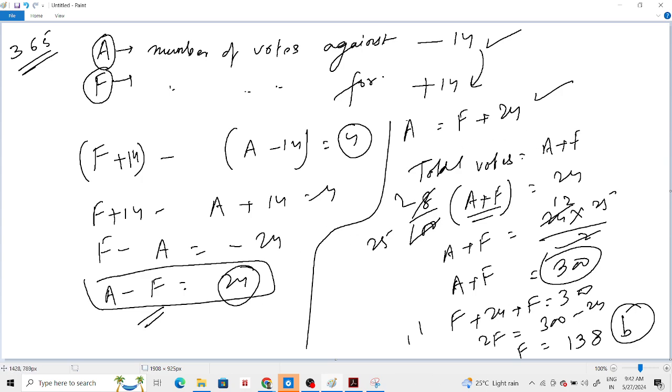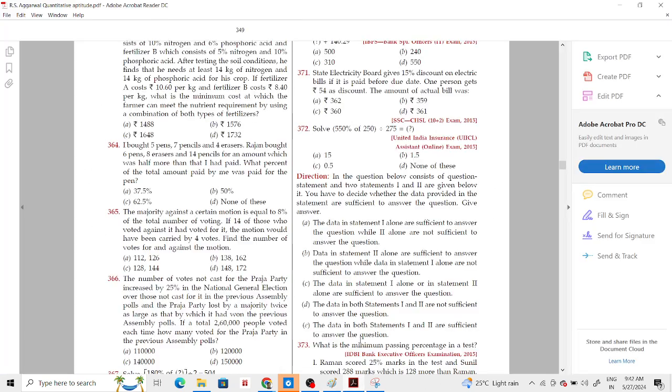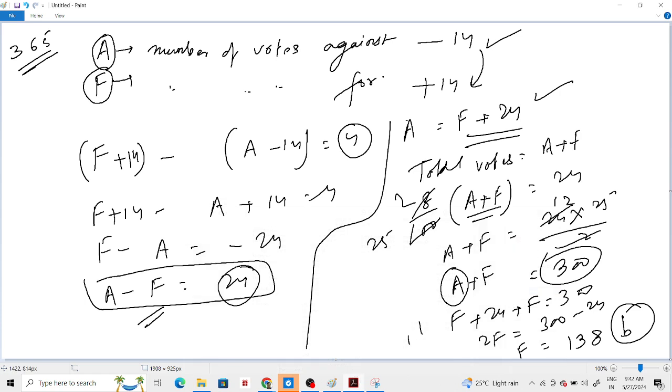Now see, if I put A is equal to F plus 24 in place of A, then what I'm going to get is F plus 24 plus F is equal to 300, and from here I get 2F is equal to 300 minus 24, and F is 138. So F is 138 means the number of people who voted for is 138. It is in option number B. So B is the right answer.